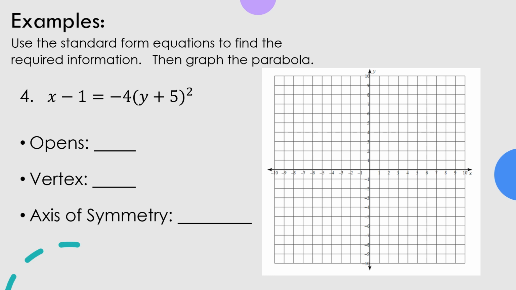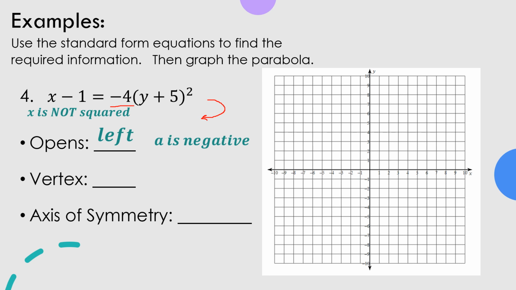Number 4, x minus 1 equals -4 multiplied by the quantity of y plus 5 squared. Okay, just like the last one, the y term is squared, the x is not. So when the x is not squared, that tells me it's going to be horizontal. Look at that leading coefficient. That a value is negative, which means, you got it, our graph is going to open to the left. So our graph's going to open to the left.